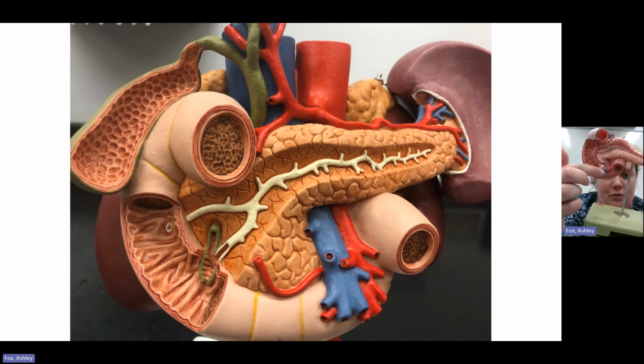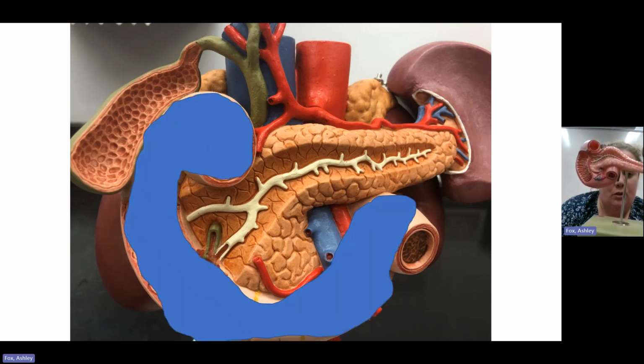This is just showing you the beginning of the small intestine. So this is the first section of it that's coming off the stomach. The pyloric sphincter is leading into this area. So this is called the duodenum or duodenum. You might hear it both ways. So all of this is the beginning of the small intestine.